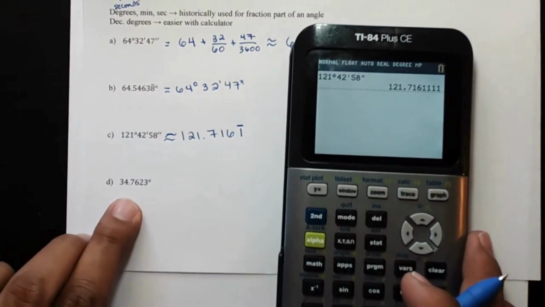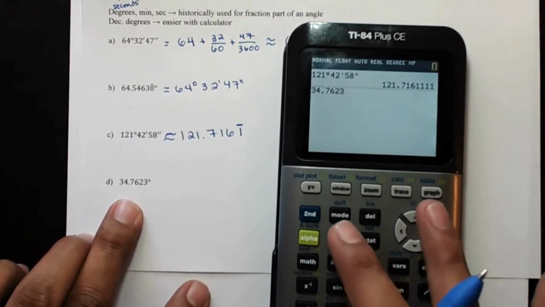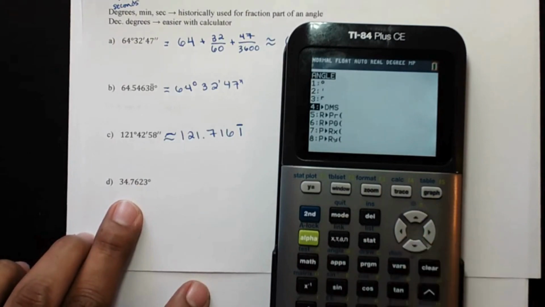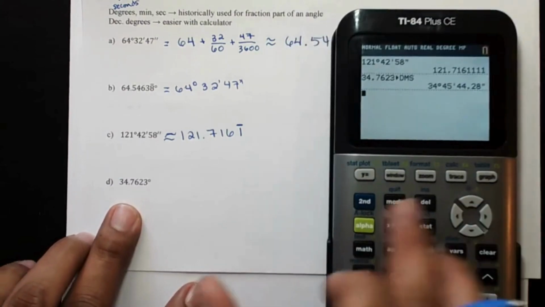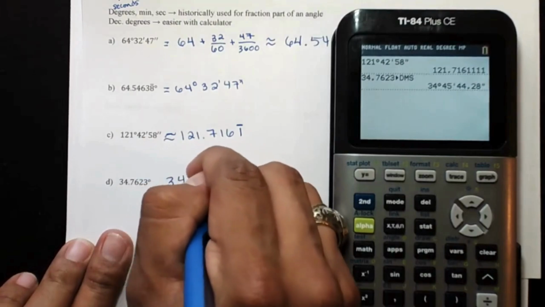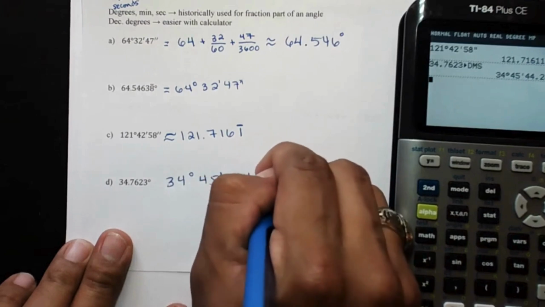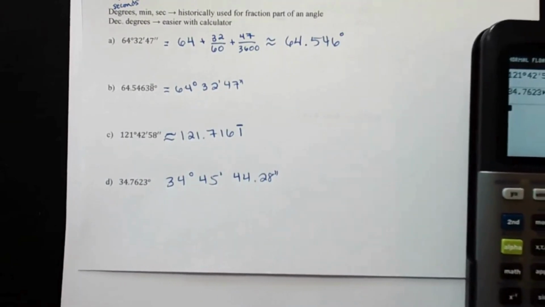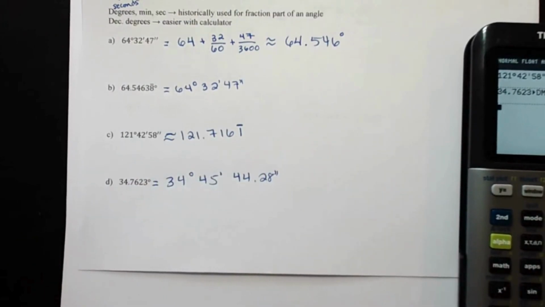And then, again, if we're going from degrees and we wanted to change it to degree minute seconds, we go to second apps and then DMS, and there it goes. So it's 34 degrees, 45 minutes. And this was not as precise as with having a whole number of seconds, but that's how you do that. Converting from degree minute seconds to degrees and vice versa.